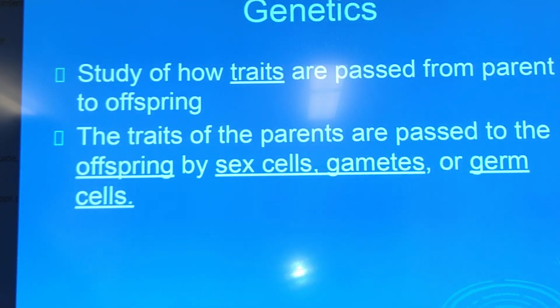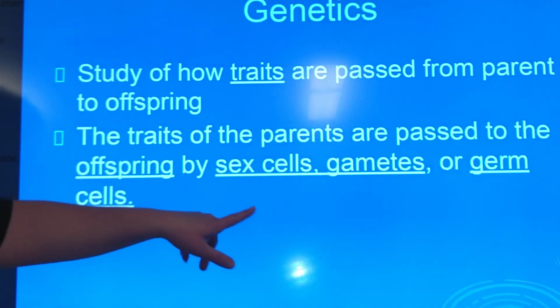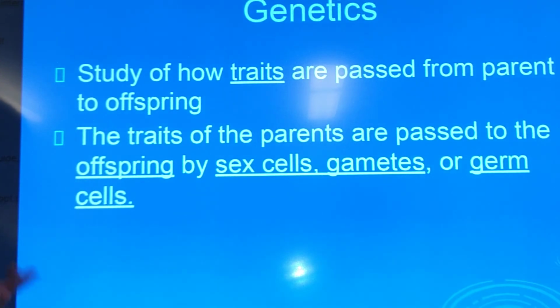So genetics is the study of how traits are passed from parent to offspring. The traits of the parents are passed to offspring by sex cells, which are also called gametes, which are also called germ cells. And we know these in the male as sperm and in the female as the egg. So sex cells, gametes, germ cells, sperm, egg, they all mean the same thing.